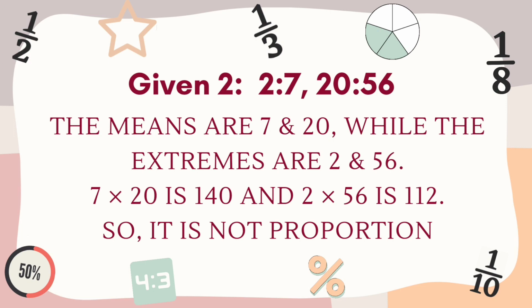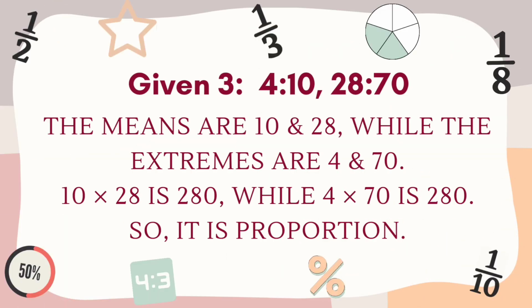Given number 2, 2 and 7, 20 and 56. The means are 7 and 20, while the extremes are 2 and 56. 7 multiplied by 20 is 140, and 2 multiplied by 56 is 112. So, it is not a proportion. For our last given, we have 4 and 10, 28 and 70. The means are 10 and 28, while the extremes are 4 and 70. 10 multiplied by 28 is 280, while 4 times 70 is 280, so it is a proportion.